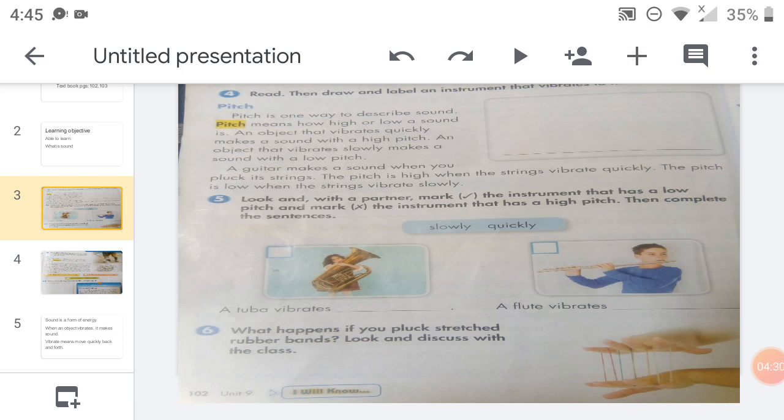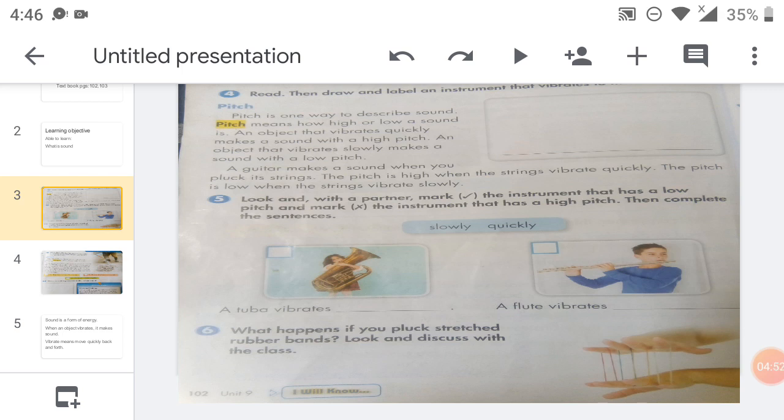Okay. Question number 5. Look and with a partner, take the instrument that has a low pitch and cross the instrument that has a high pitch. Then complete the sentences using the word given in the word bank. Okay. Look at the first picture. It's a tuba. Yes, it is. And it has a low pitch.